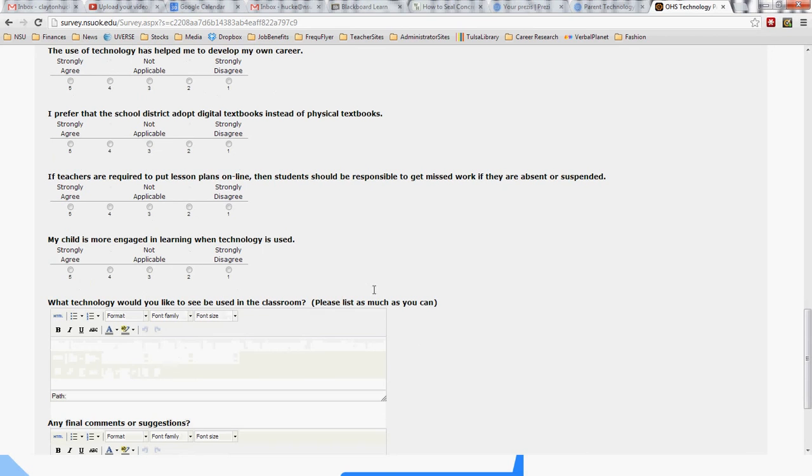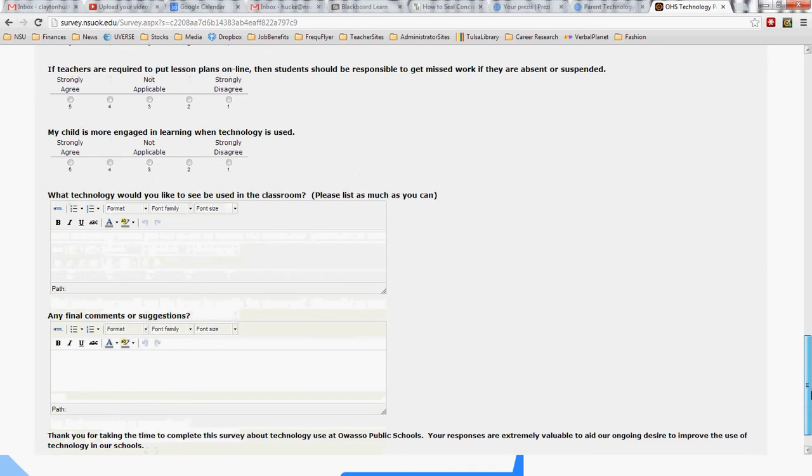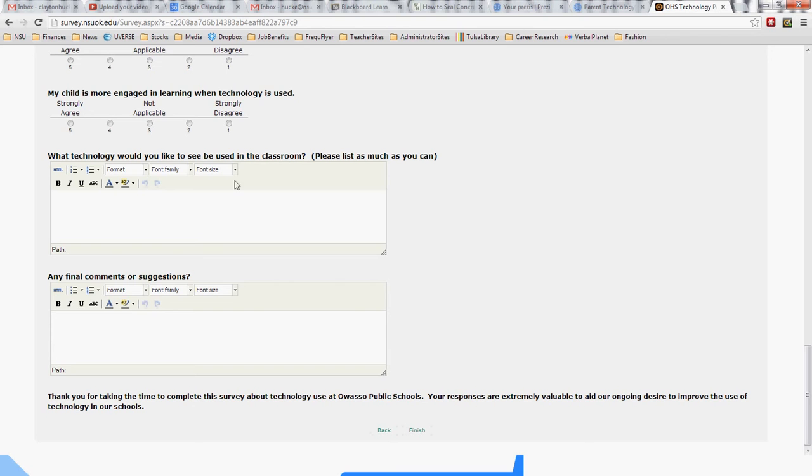Okay, and finally, my child is more engaged in learning when technology is used. Okay, so the purpose of these questions is trying to find out the views of parents about technology used in the school setting.